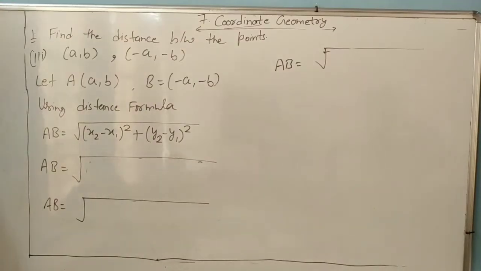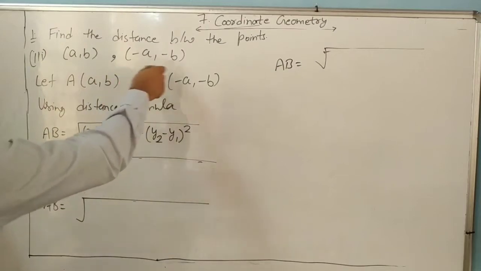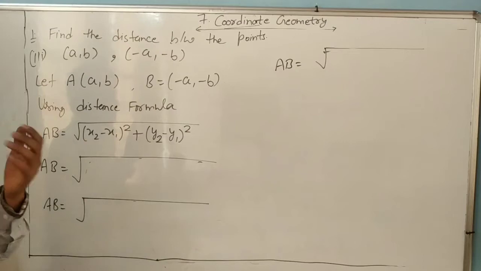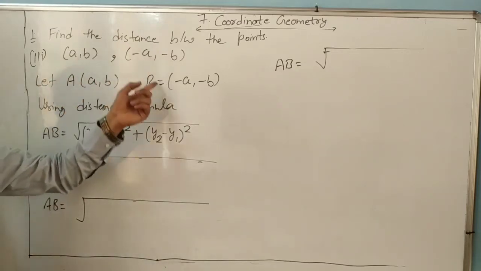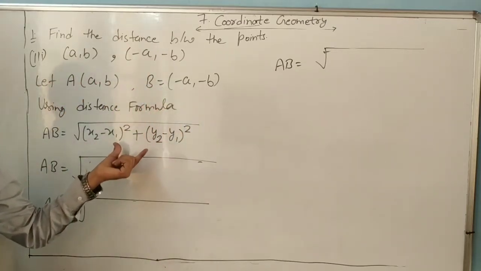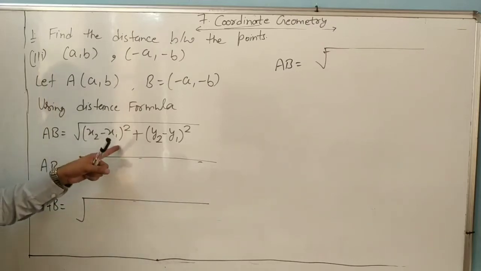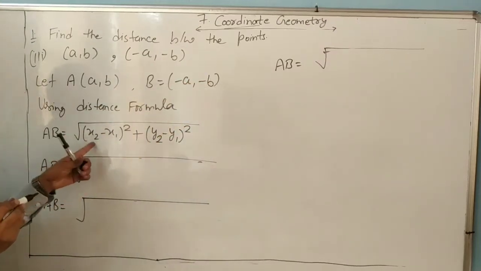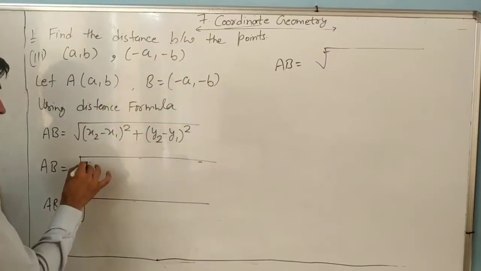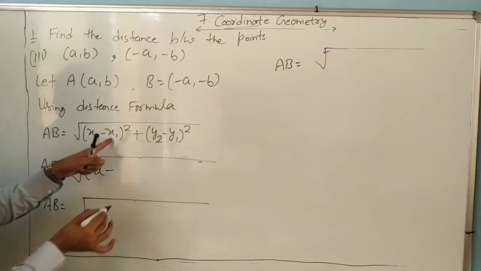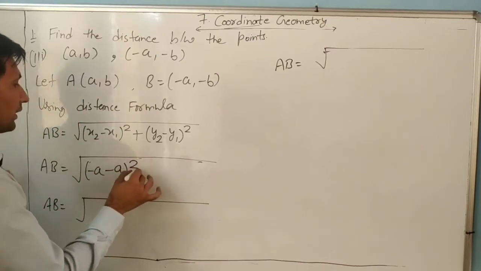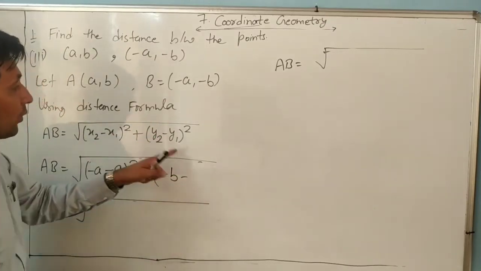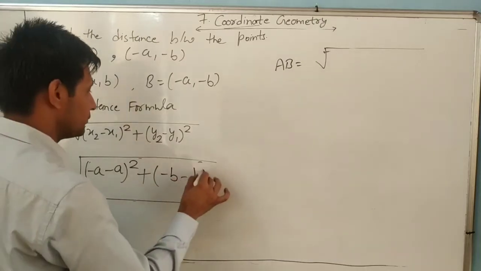Next is the third part, dear. Find the distance between (a, b) and (-a, -b). Same as the last part. Let A be (a, b) and B be (-a, -b). Using the distance formula, x2 minus x1. So x1 y1, x2 y2. First is x2. How much is x2? Minus a, minus x1. How much? a, square, plus y2 minus b, minus sign y1. How much? b, and square.